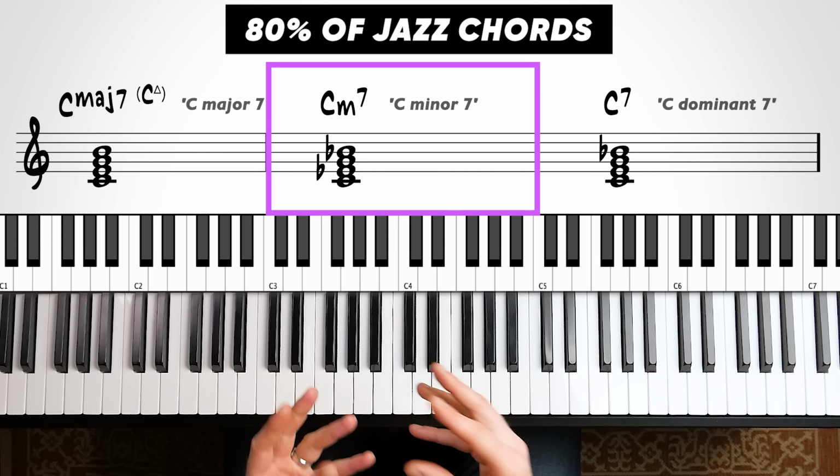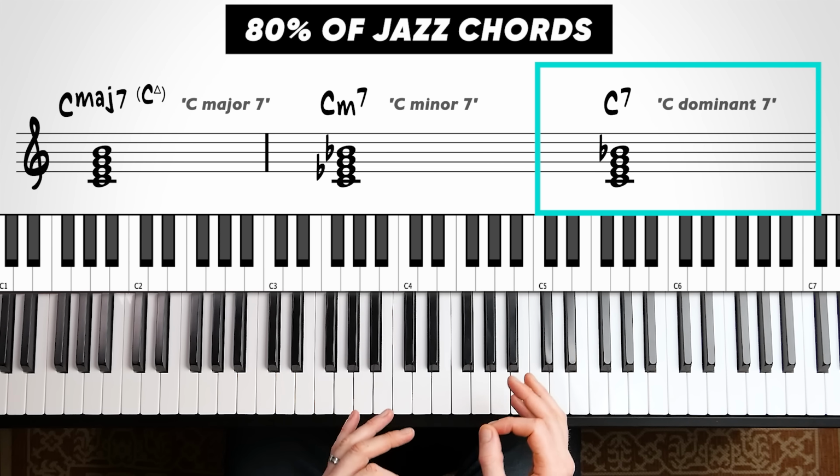Now, most jazz songs are built of just these 3 chords. As you look through songs in your real book and look at the chords above, it's mostly these 3 chord types: major 7, minor 7, and dominant 7.